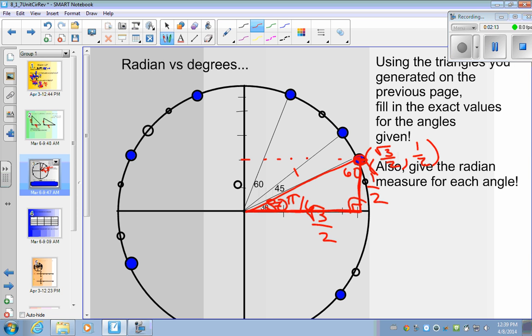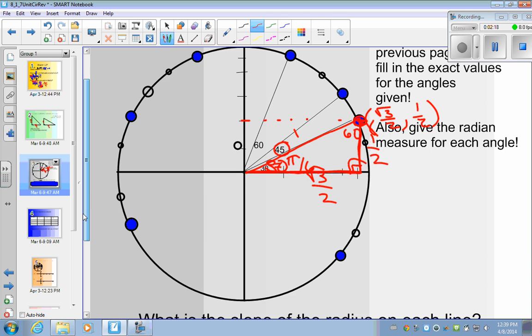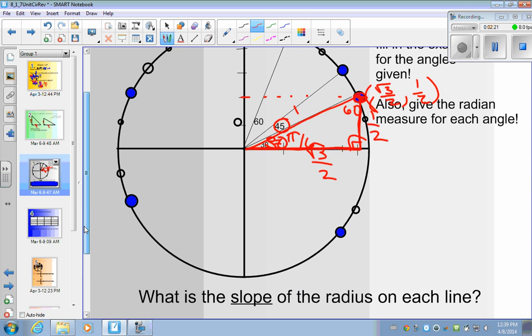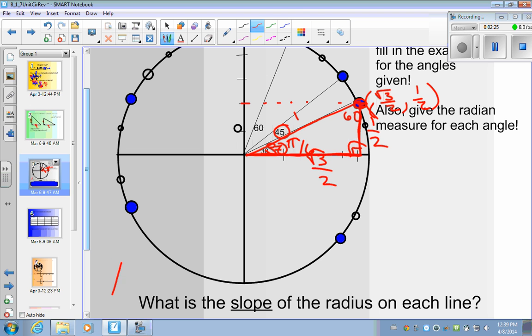I want you guys to take a few minutes now to fill in the rest. So give the radians, then give the exact point, because then the main question of the day is right here. What is the slope of the radius of each of these? So what's the slope of this line, or how would we find it? The slope.